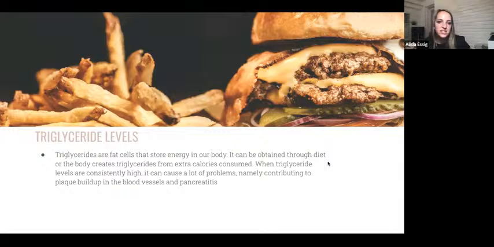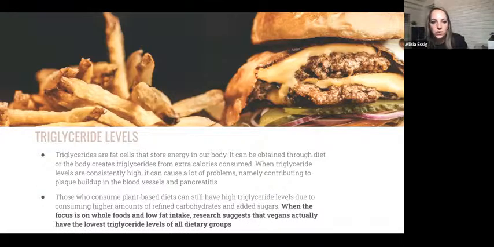Triglycerides are basically just fat cells that store energy in your body. They can be obtained through diet, through eating all that, or the body creates triglycerides from extra calories consumed. So you can get it specifically from the foods, or you can get it just because you like to snack, just because you like to eat. And even if they're not animal foods, if you're overconsuming calories, it's going to affect your triglyceride levels. And when triglyceride levels are consistently high, it can also contribute to plaque buildup in the blood vessels. So again, it's all about what you are eating and less about what you're taking away, because even if you're not eating animal products, if you're still snacking a lot on these processed foods, it's going to affect your triglyceride levels, which will also affect the plaque that's going on inside of you.